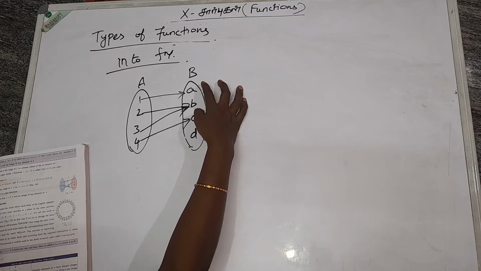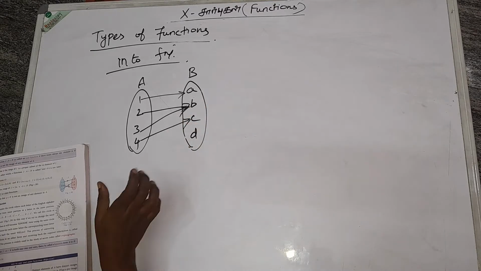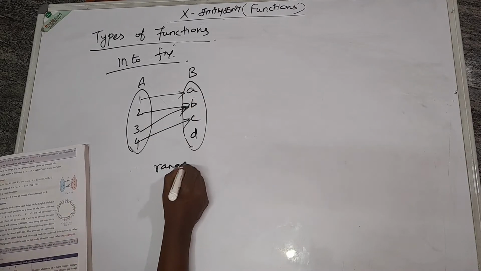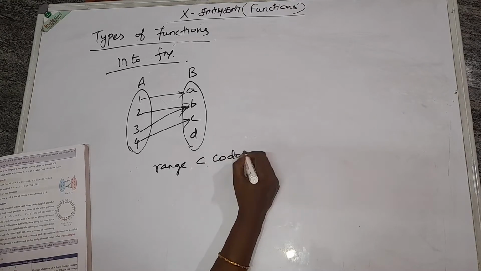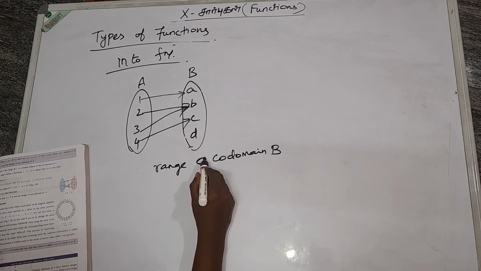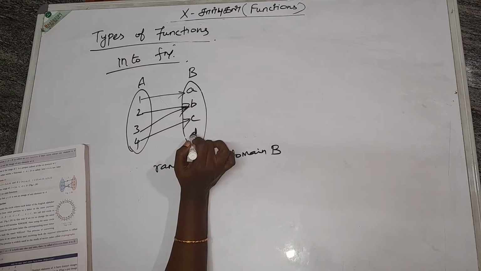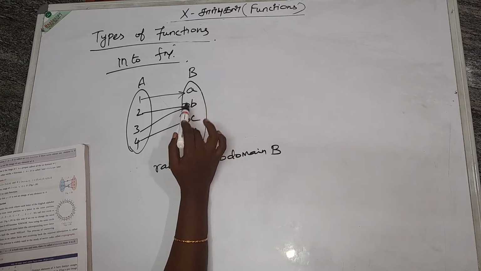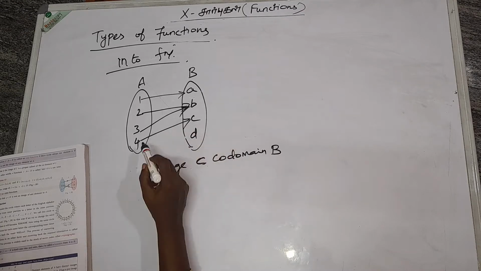We can say the images should be a proper subset of the codomain. That is, the range should be a proper subset of the codomain. If the range is a proper subset of the codomain, then we can say that function is an into function. See here A, B, C, D: these 4 elements are there in the codomain, but we have only 3 images. A, B, C are the images. This D does not have any pre-image.